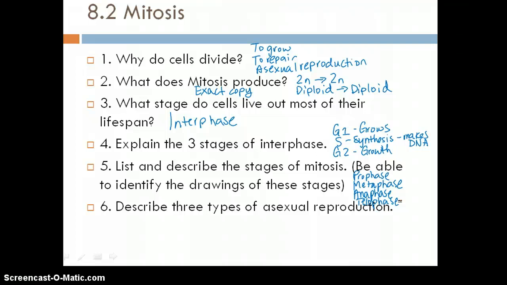Describe 3 types of asexual reproduction. So in your notes, I believe, we had budding. What else did we put in your notes? Binary fission.